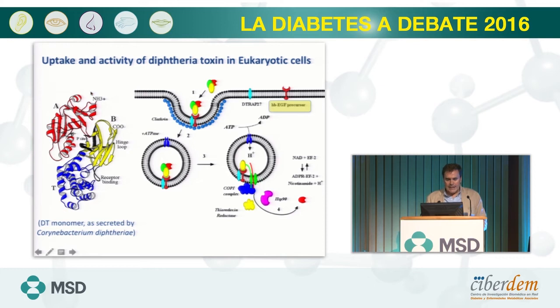The diphtheria toxin is a soluble secreted toxin which has 3 subunits, A, B, T. This is made by Corynebacterium diphtheriae. And the B subunit is the natural ligand to the receptor, which is this membrane form of heparin-binding EGF. So once internalized within the endosome, the change of the pH makes the T domain undergo a conformation change, and then the A domain, which is the active part of the toxin, is translocated into the cytoplasm.